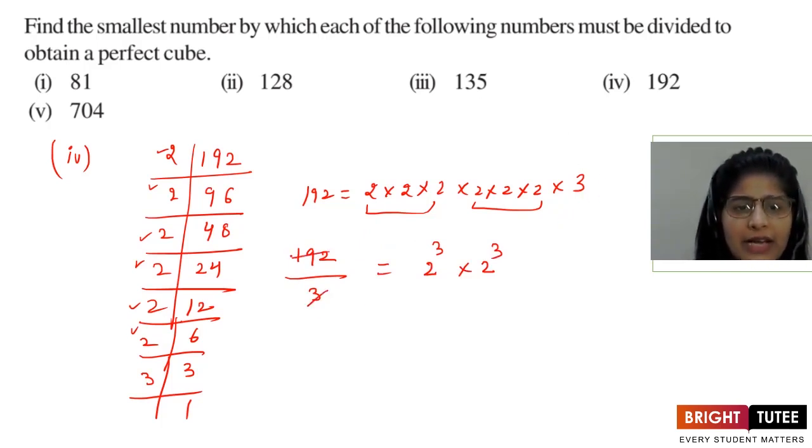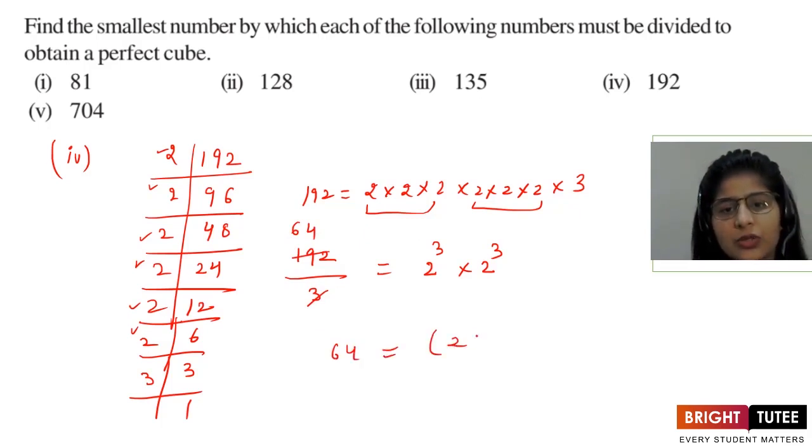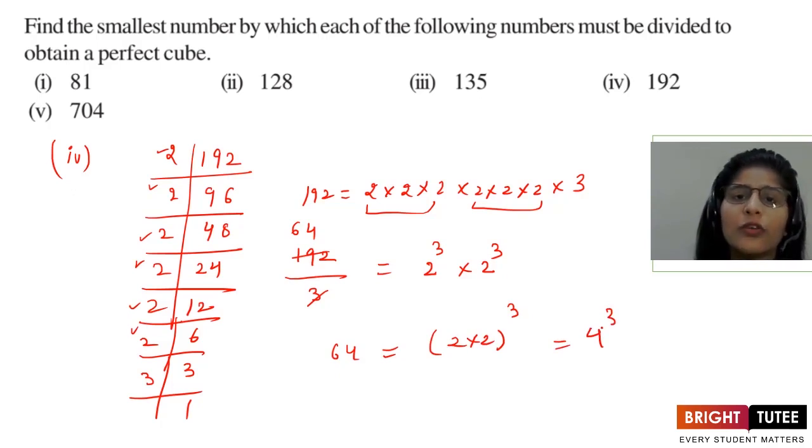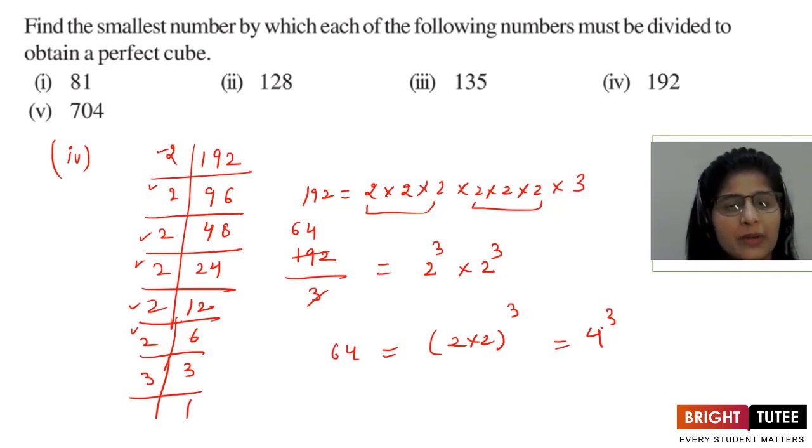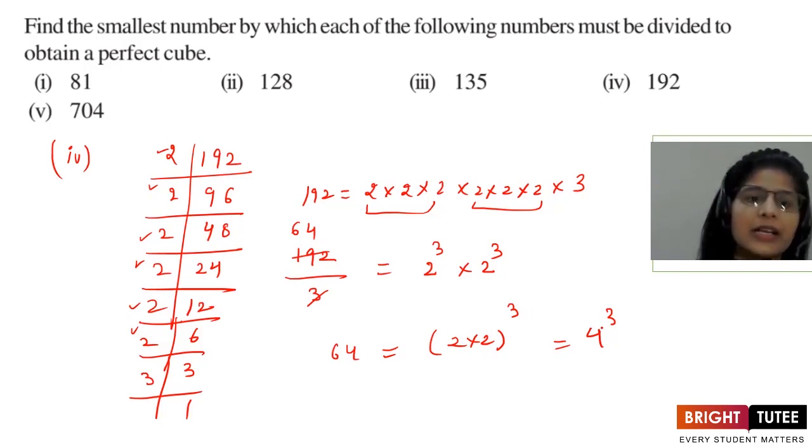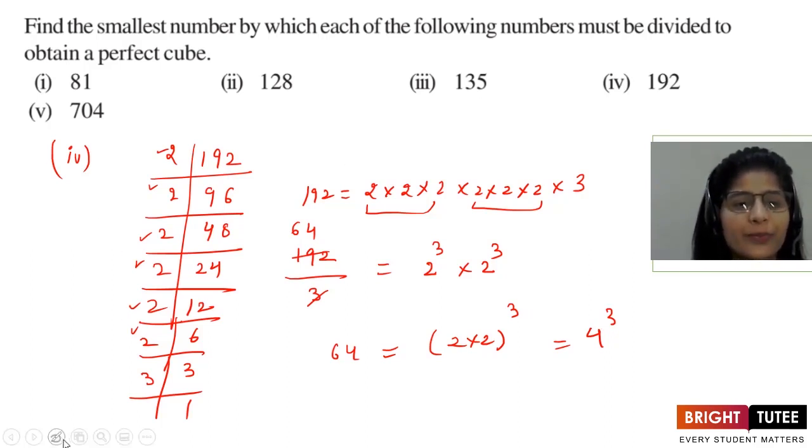So let us divide 192 with 3. With 3 6s are 18, right, and 3 4s are 12. We get 64, and here we will get 2 cross 2 to the power 3, that is 4 to the power 3, cube of 4. So we see that 192 should be divided with 3 so that it becomes a perfect cube, and it becomes 64. 64 is a perfect cube of 4. Clear? Let's do the last part now.